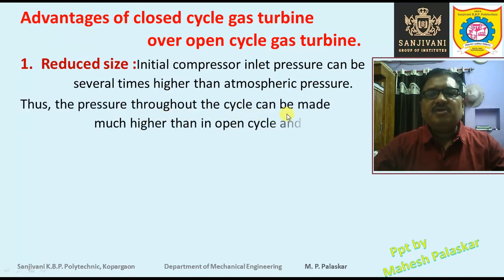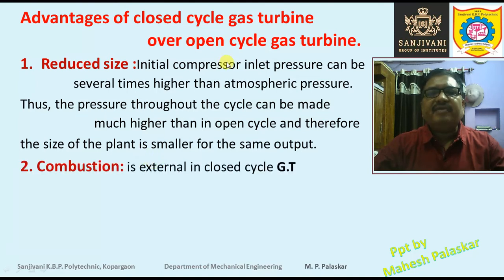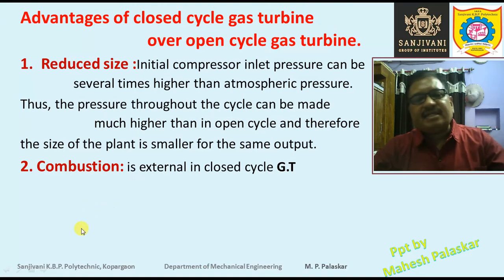Thus the pressure throughout the cycle can be made much higher than in open cycle, and therefore the size of the plant is smaller for the same output. For the same output, the size will be smaller in case of closed cycle gas turbine. We are discussing the advantages of closed cycle gas turbine over open cycle gas turbine. The combustion is external in closed cycle gas turbine.